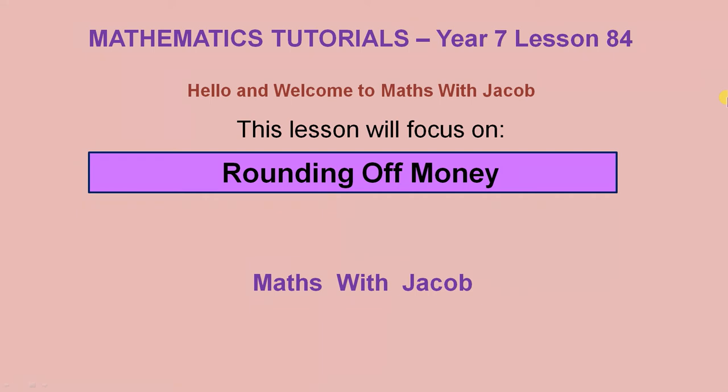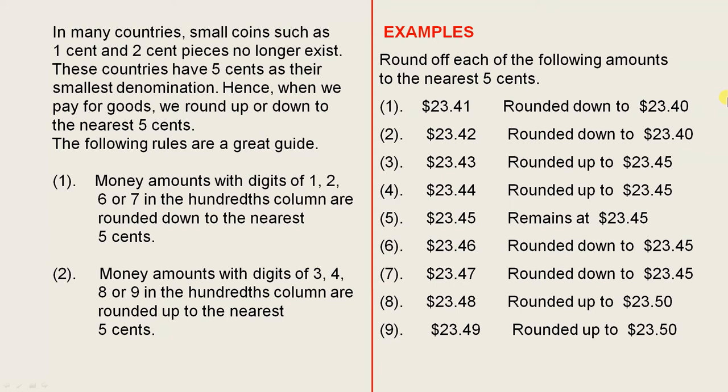This lesson will focus on rounding off money. In many countries, small coins such as 1 cent and 2 cent pieces no longer exist. These countries have 5 cents as their smallest denomination. Hence, when we pay for goods, we round up or down to the nearest 5 cents.